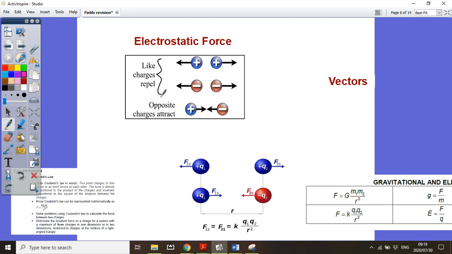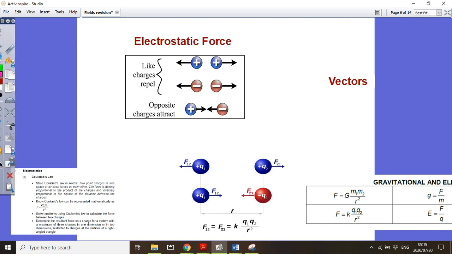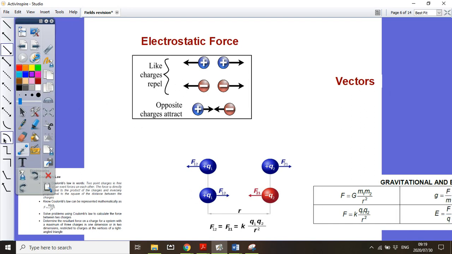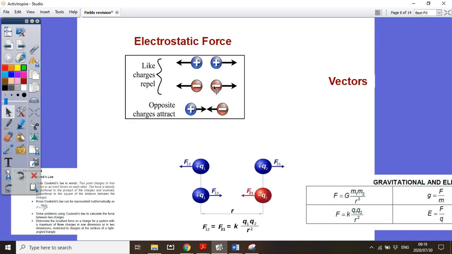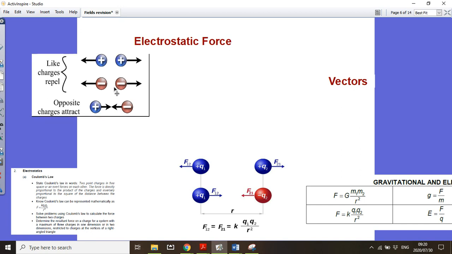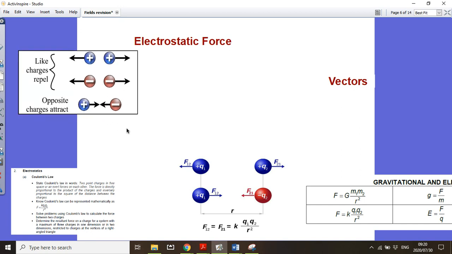All right, so the first thing we're going to look at is electrostatic force. A lot of the stuff here is exactly the same as what it was in the gravitational fields. So you already know now that like charges repel and opposite charges attract. That's the one thing that's different. In a gravitational field, it was always attraction. Now it can be repulsion or attraction.